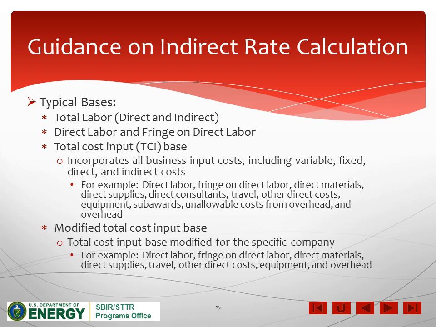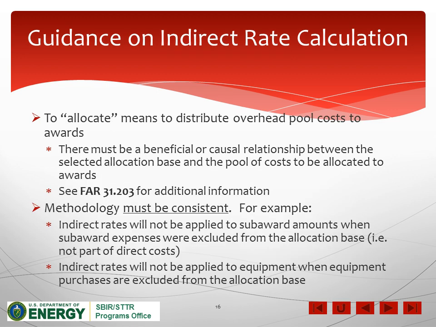TCI and modified TCI are typically utilized for G&A costs because G&A costs benefit the entire organization. Once the indirect rates have been calculated on the indirect rate model, they will be utilized to allocate indirect costs to awards. Allocating basically means to distribute, and there must be a beneficial or causal relationship between the allocation base and the pool of costs. FAR 31.203 has additional information regarding indirect costs.